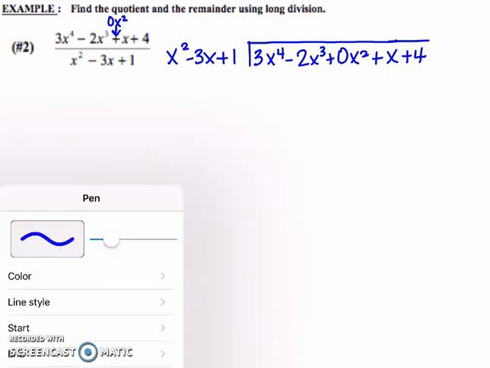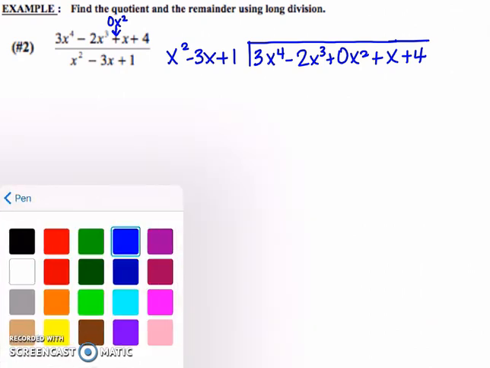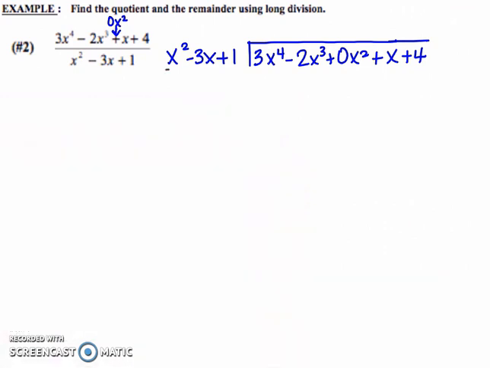Okay, we're going to start out this problem exactly the way we did before. We're going to look at our first term here and our first term here and say, what would we have to multiply x squared by to make 3x to the 4th? The answer is we'd have to multiply it by 3x squared. So we're going to write that above the bar over its like term. So we're going to put that 3x squared right there above our 0x squared term that we added in. And now we're going to multiply.